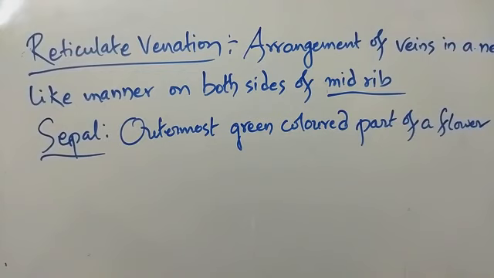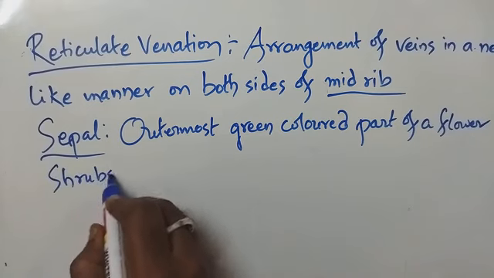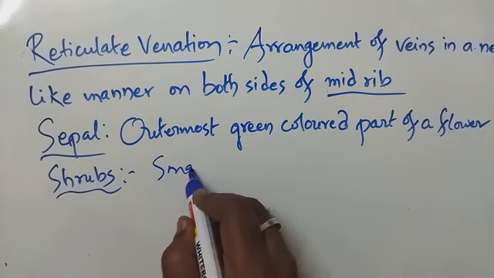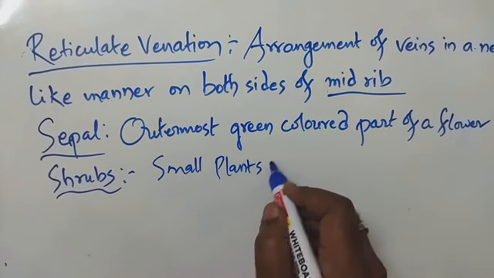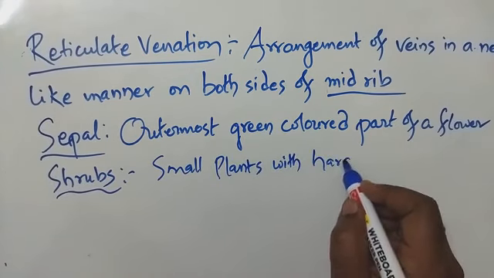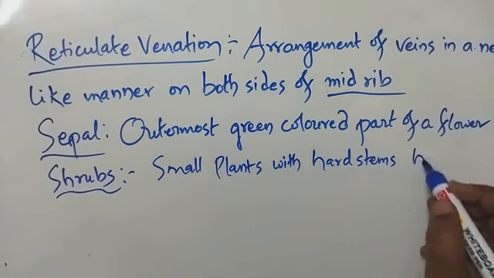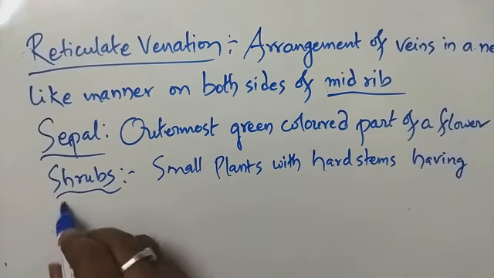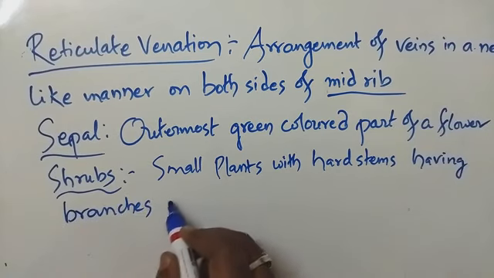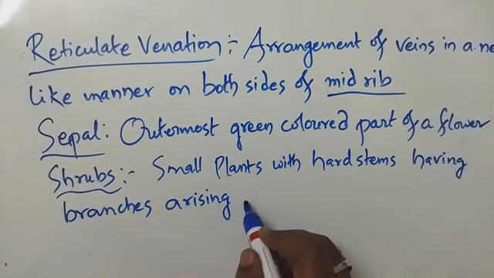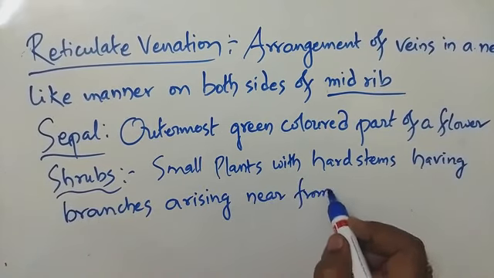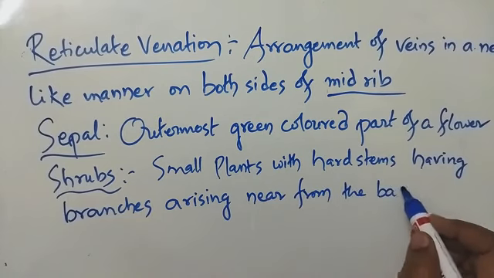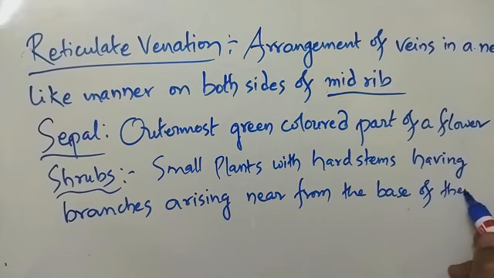Shrub, the small plants with hard stems and have branches arising near the base of the stem. Shrubs are small plants with hard stems having branches arising near the base of their stems.